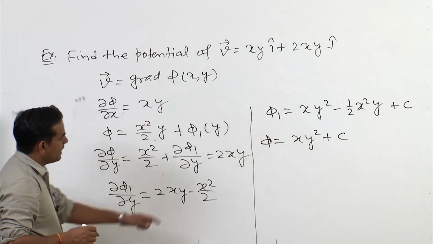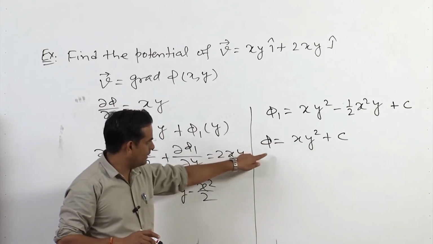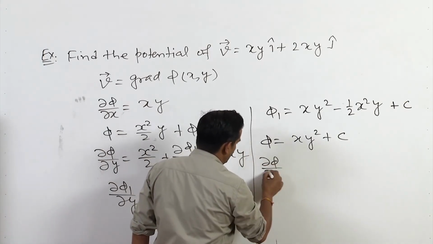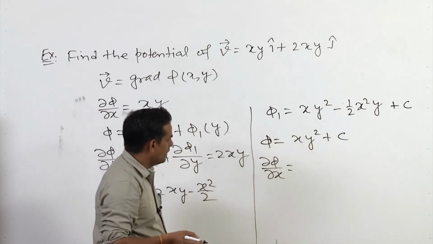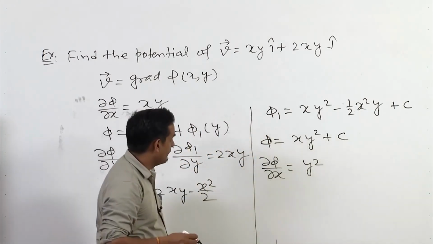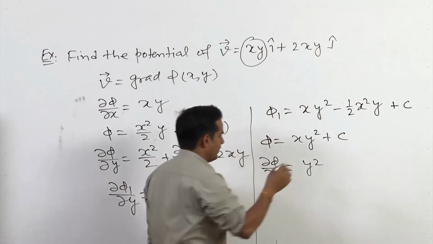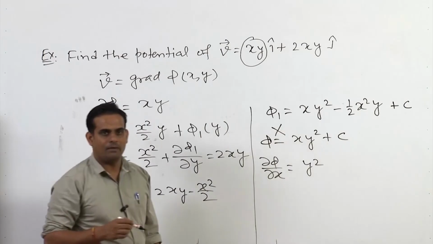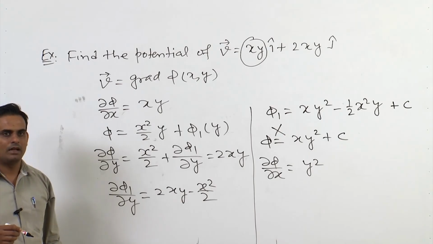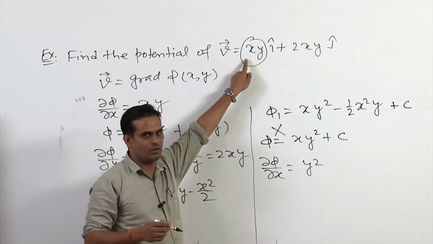Now this is my phi which I am getting according to my working procedure, but is it a correct answer? Let us see. If I calculate del phi over del x here, what am I getting? I am getting y square. However, it should come out to be x into y. So it is not a phi such that v equals gradient of phi, and hence a potential function for this vector function does not exist.